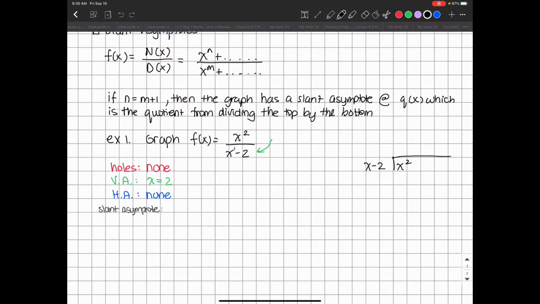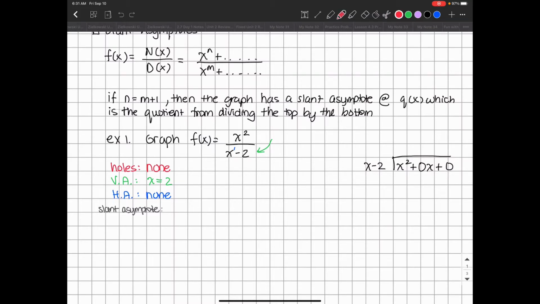I have x squared, so I want to add 0x and 0 so that I have placeholders for my x to the first power and my constant. It's just going to make my life a lot easier if I do that. Now that I've set this up and I have my highest power down to my constant inside of that long division bar, I am going to divide.